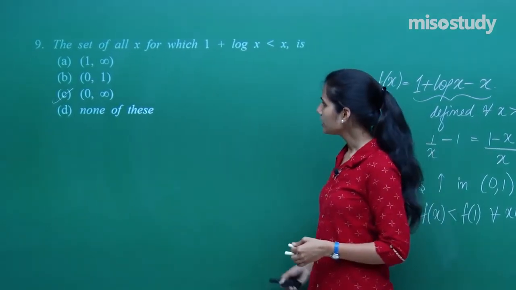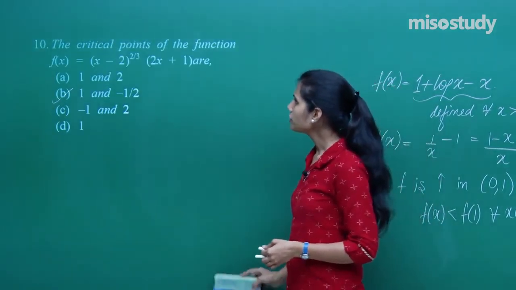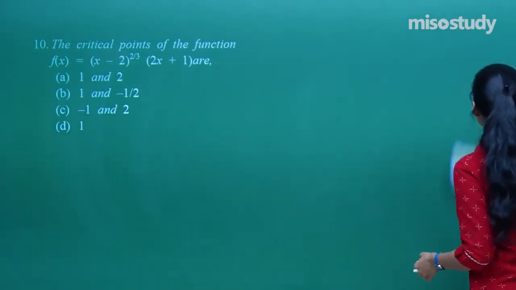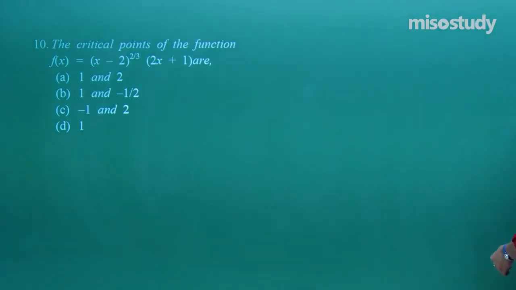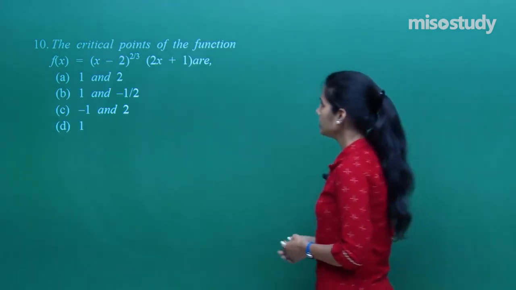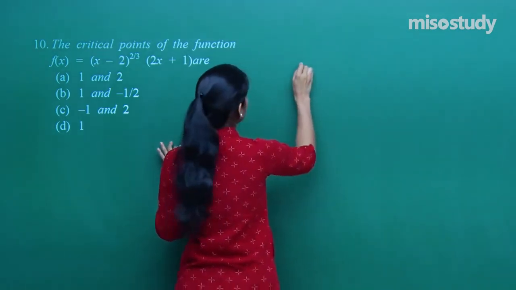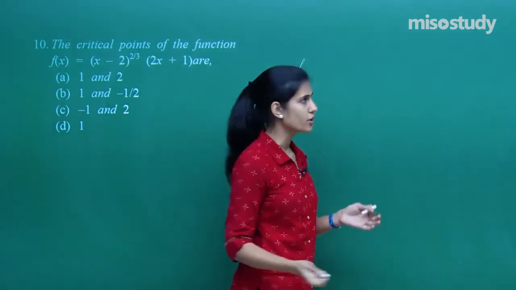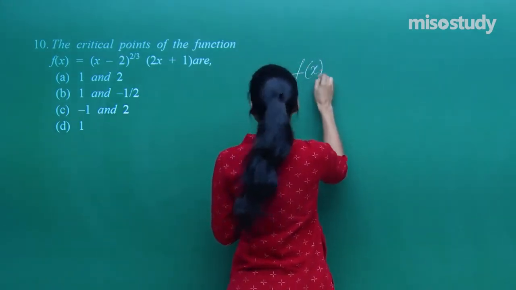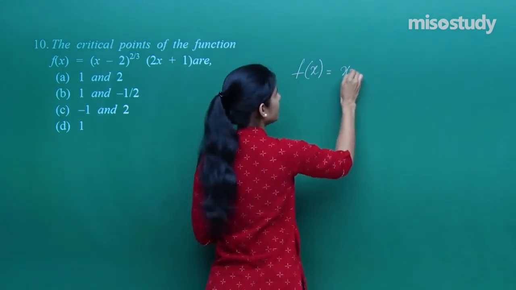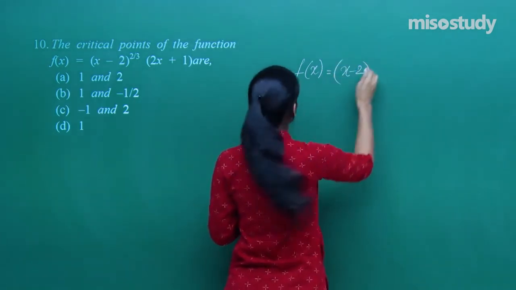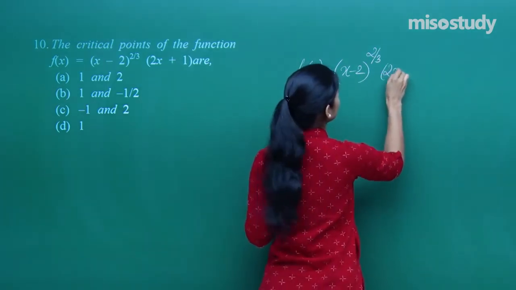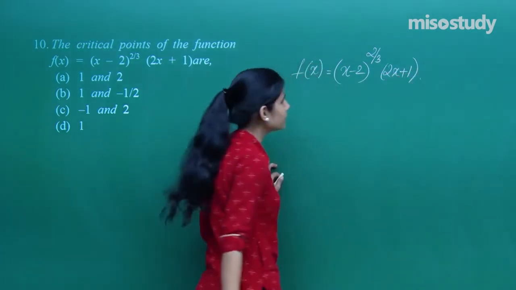Next question says what? Let's see. The critical points of this function are what? Okay, so the question is regarding the critical points. Let's find out the critical points of this function. I know that wherever f dash x is 0, those x's are basically my critical points. So f(x) is given to you as (x minus 2) to the power 2 by 3 into (2x plus 1). That is it, that's my function.